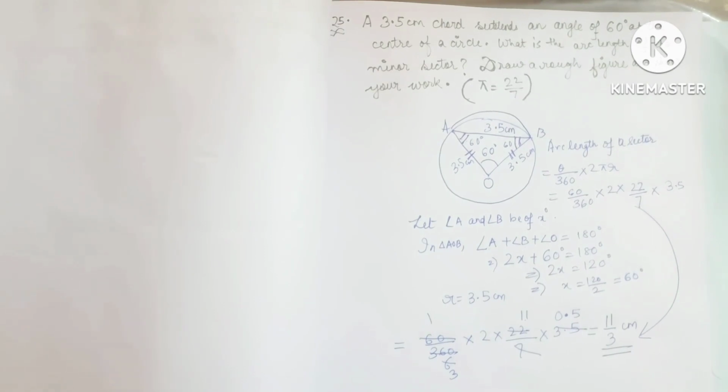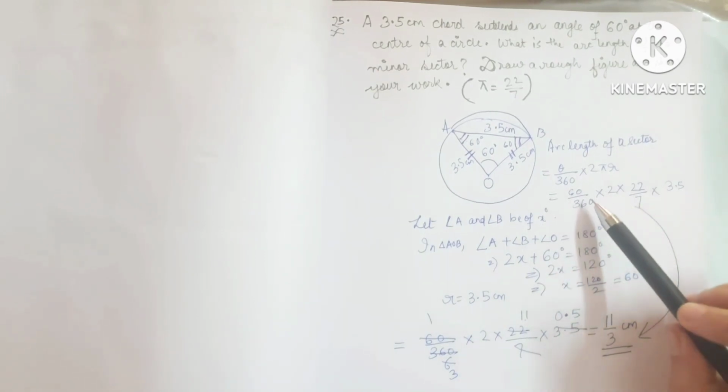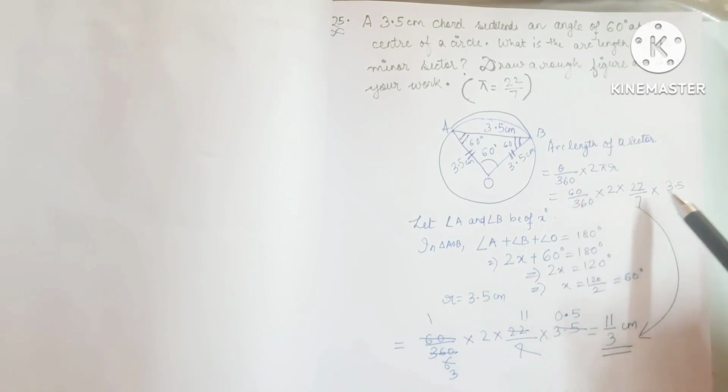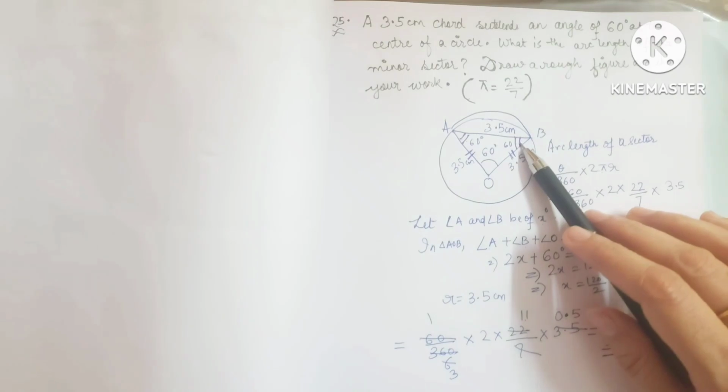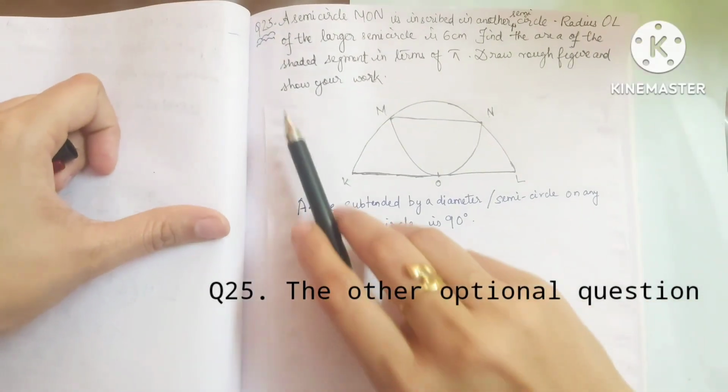So all questions are not difficult. This question is very simple. Just you need to put the formula. The only thing you need to see is what will be the radius. Radius comes out very easily. Now let's start with question number 25.